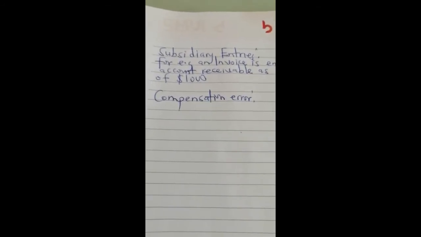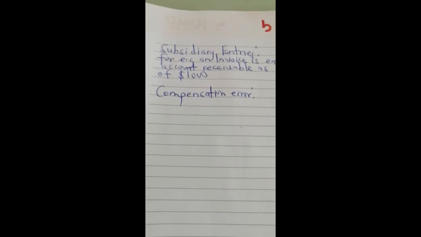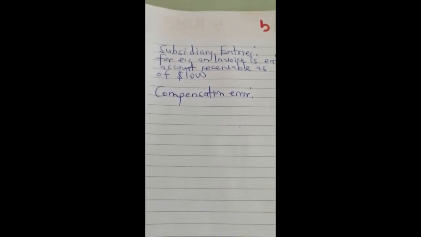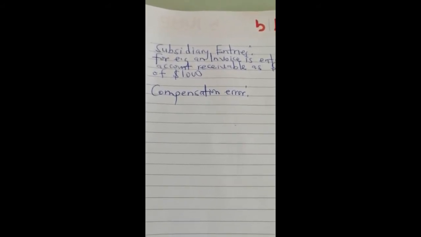We also have the compensation error, where two different errors have been made which cancel each other. So an example is a rent bill of $1,002 that has been debited to the rent account as $1,004, and a casting error on the sales account has resulted in sales being overstated by $200.